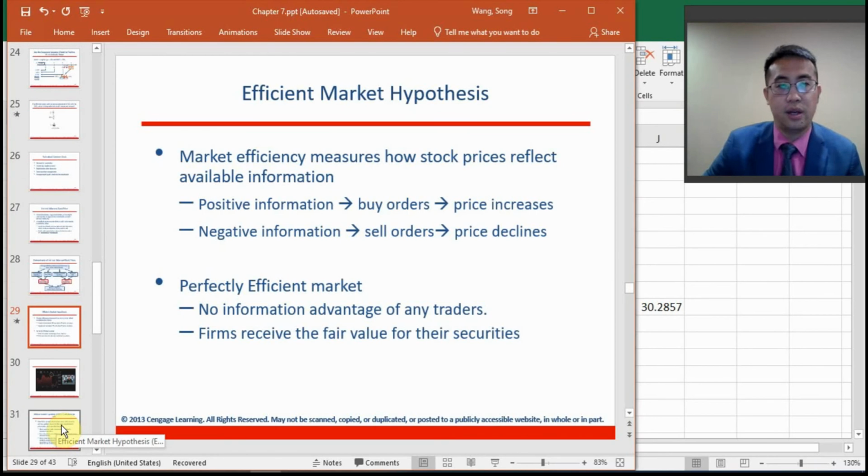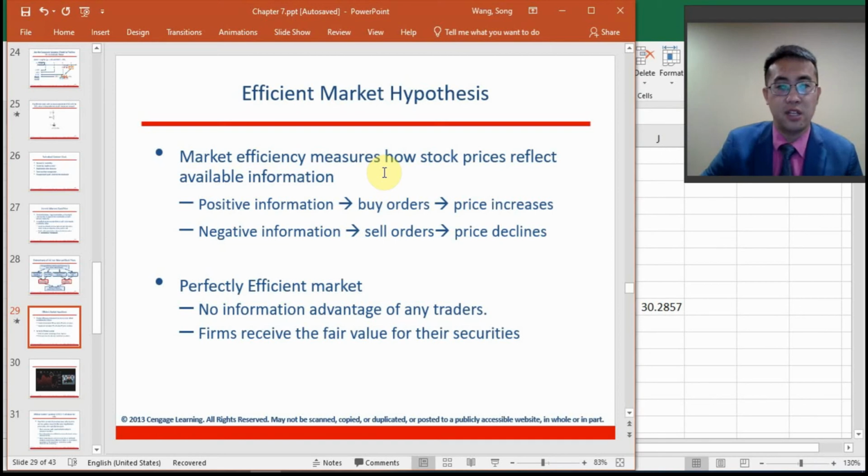And right here, I'm going to introduce you the efficient market hypothesis. This is introduced by Dr. Eugene Fama from the University of Chicago and Dr. Kenneth French from Dartmouth. And this model helped Dr. Fama win the Nobel Economic Prize in 2015. So in this model, we see that market efficiency is a hypothesis.